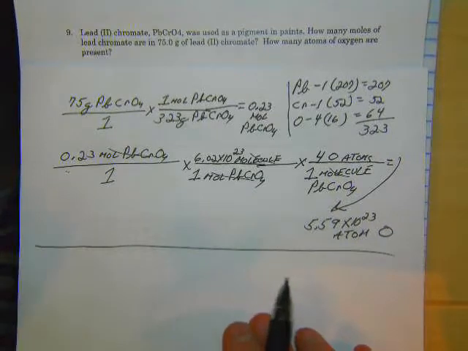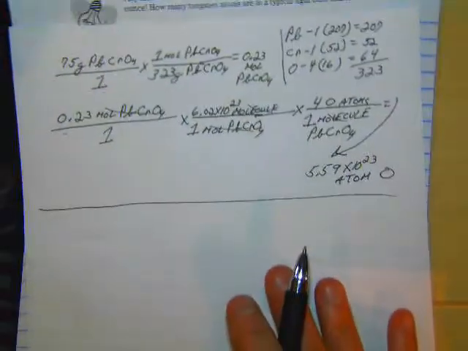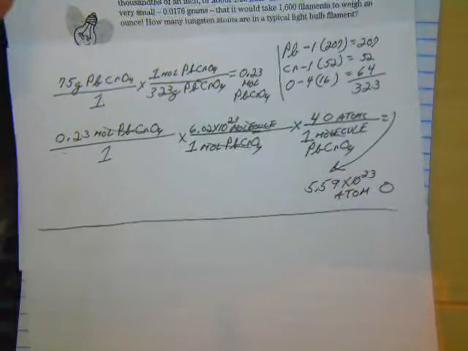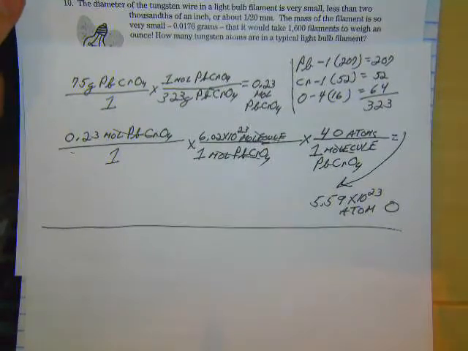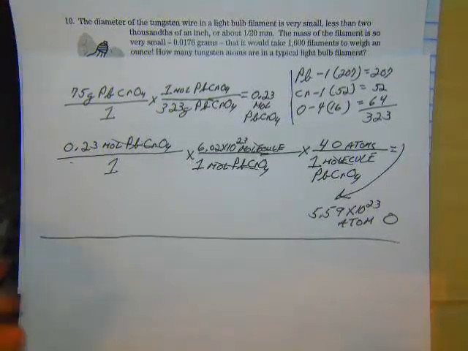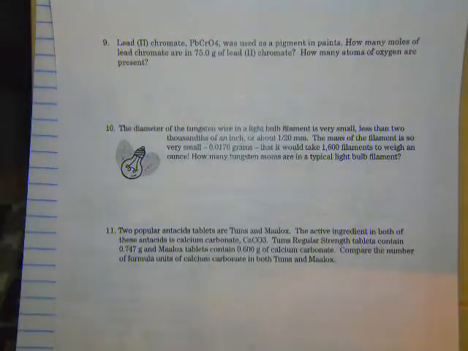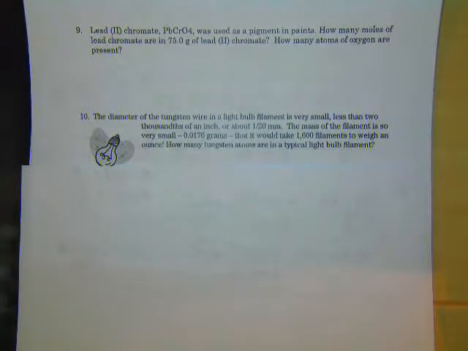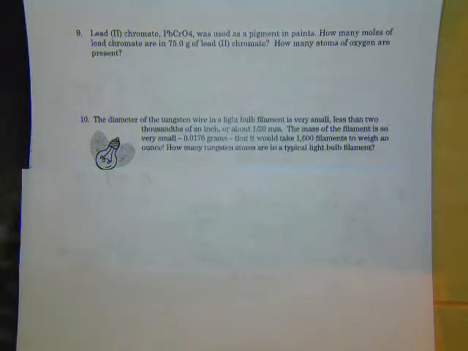Alright, let's look at number 10. And it talks about the diameter of tungsten. Let's see if I get this up there for you. The diameter of tungsten wire in a light bulb is very small. It gives you some information. It says the mass of the filament is so small, 0.017 grams, that it would take 1,600 filaments to weigh an ounce. Well, how many tungsten atoms are in a typical light bulb?